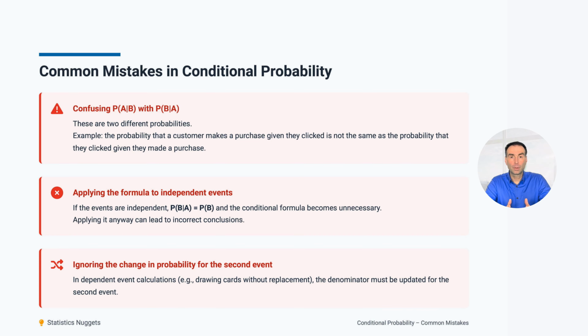Here are three common mistakes to avoid. First, don't confuse the probability of A given B with the probability of B given A. They're not the same. Second, don't apply the conditional formula to independent events. It's unnecessary and can mislead your analysis. Third, always remember to update your probabilities after the first event, such as when a card is removed from a deck. Avoiding these errors will make your analysis more accurate and reliable.